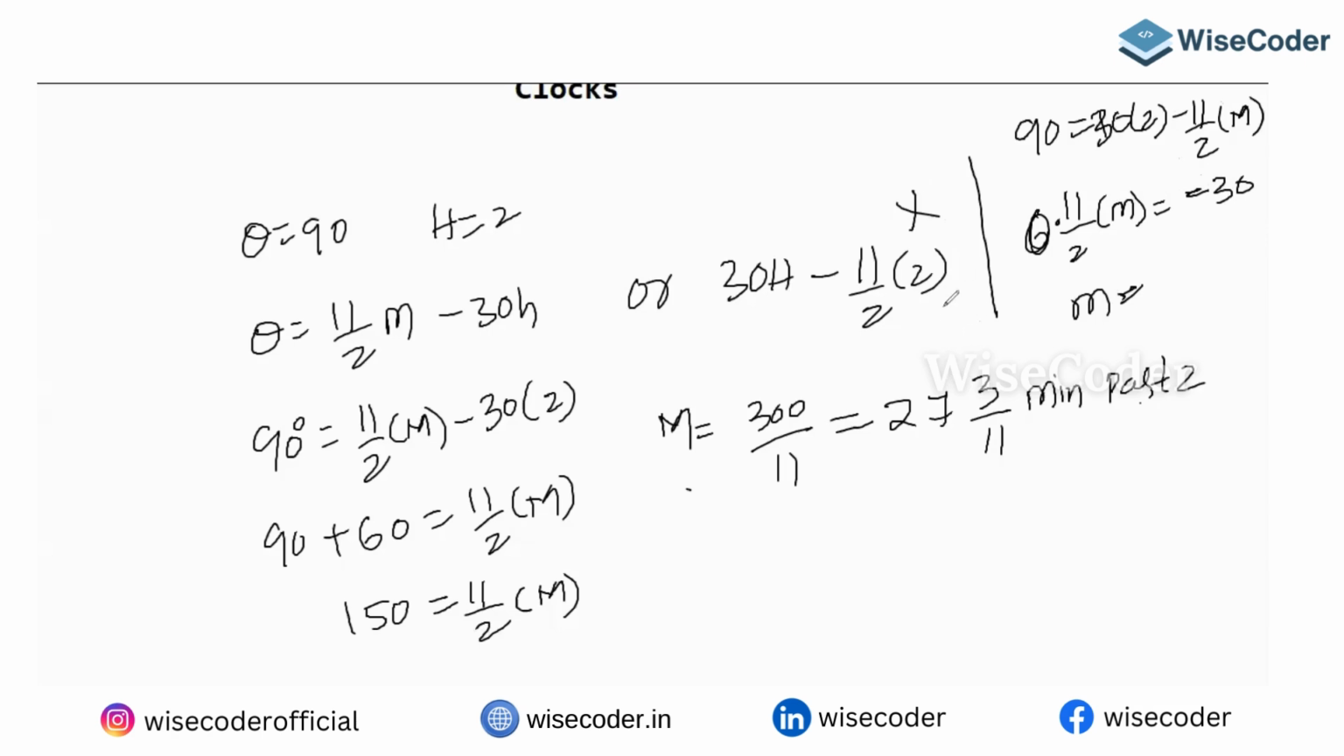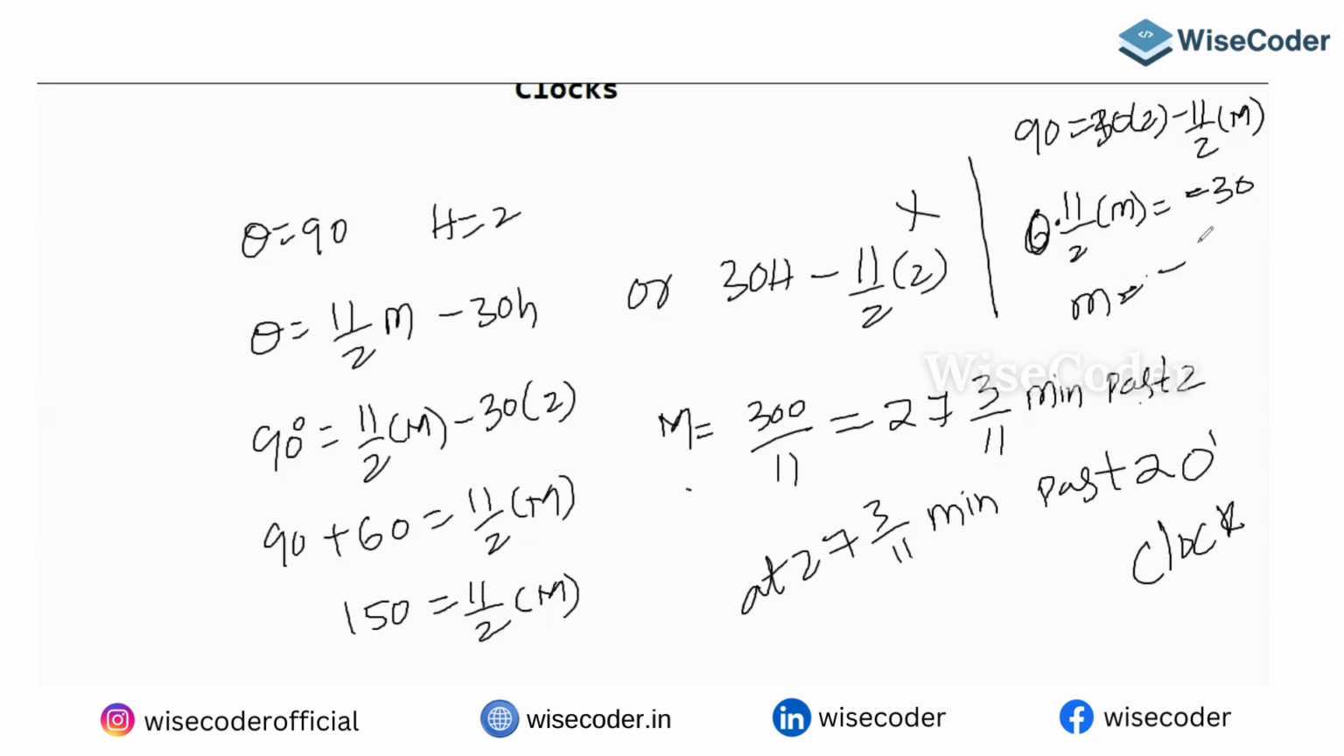Then the hands are perpendicular to each other only once, at 27 3 by 11 minutes past 2 o'clock. Why? Because if you write m here, you are getting minus 60 by 11. Minus 60, time is never negative. So that's why this is not possible. Only this one is possible.